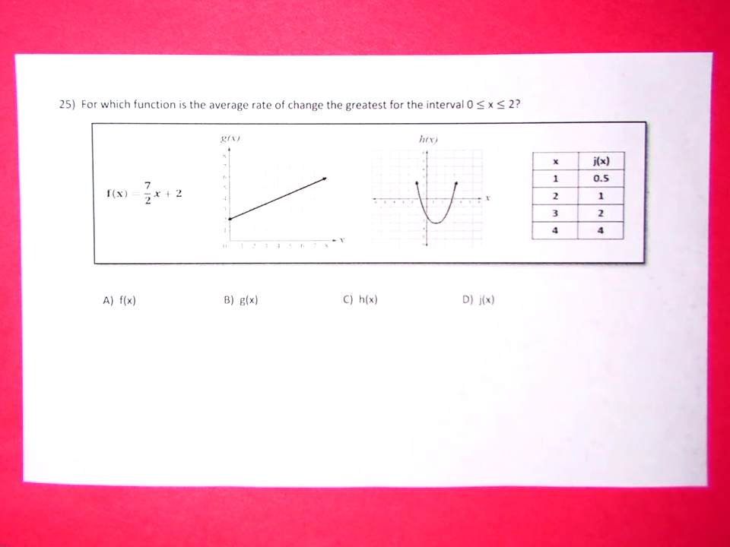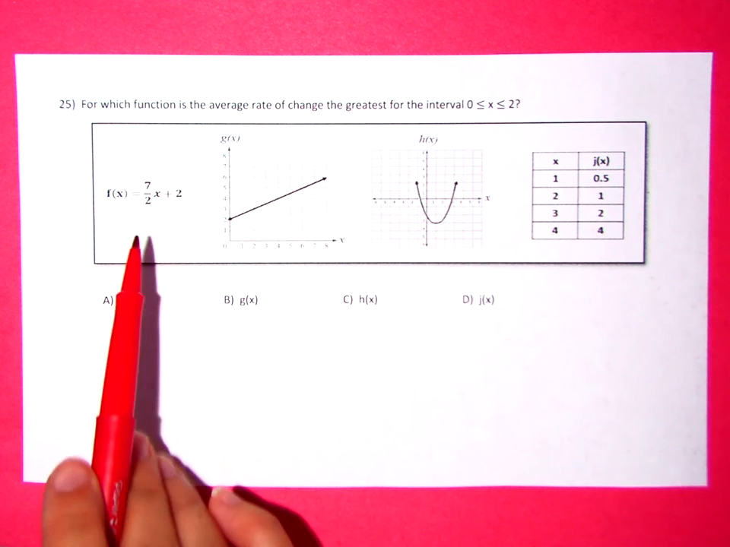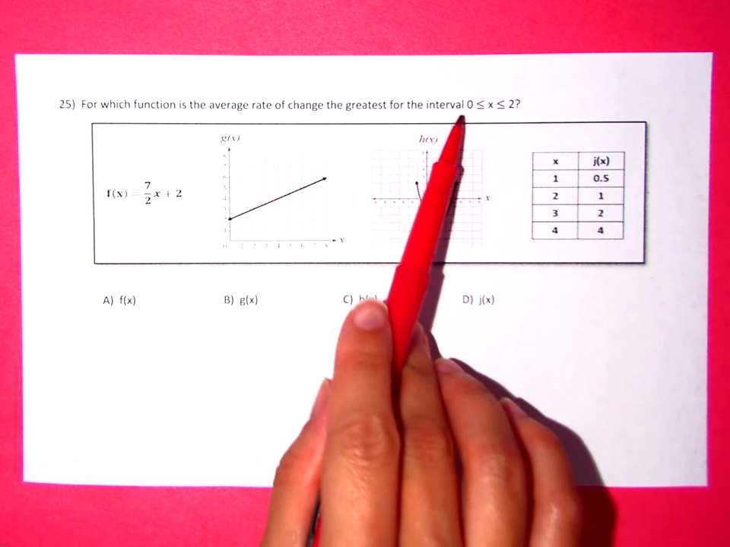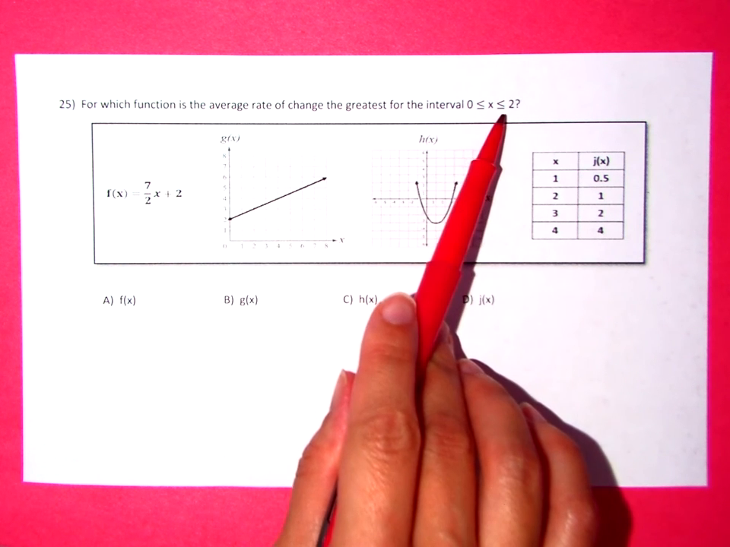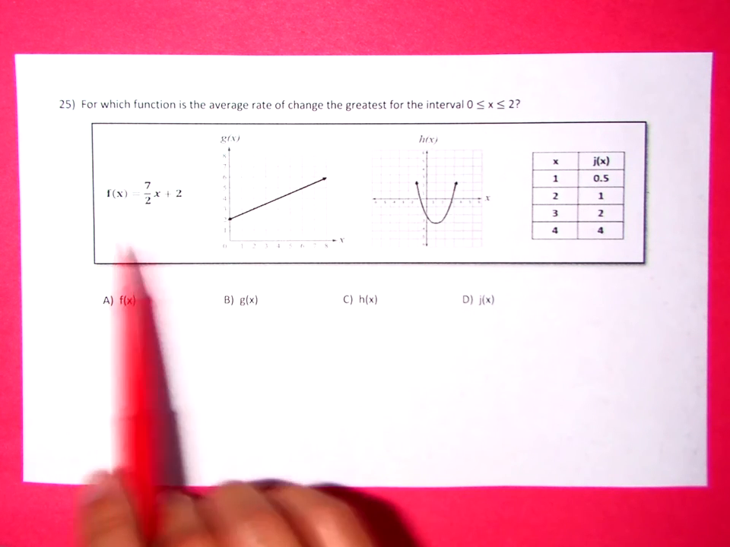This is number 25. It says, for which function is the average rate of change the greatest for the interval of 0 to 2 when we're looking at x? We're looking for the greatest or the largest average rate of change here. Now, in this particular problem, we could put a 0 and a 2 in for the x, solve for the y, and then find the average rate of change.